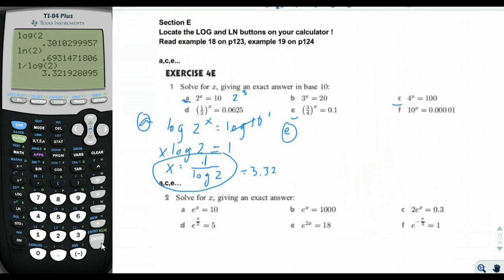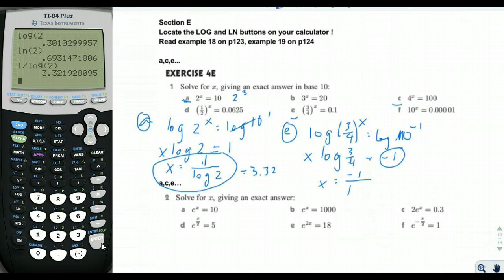So 3/4 to the x is equal to 0.1, and it's kind of hard to see what we're doing here, but when in doubt for these problems, take the log of both sides. Okay, log of 0.1 is actually log of 10 to the negative 1. Log of 10 to the negative 1 is equal to negative 1. Log of 3/4 to the x is the same thing as x log of 3/4. Now we have x is equal to negative 1 divided by log of 3/4.